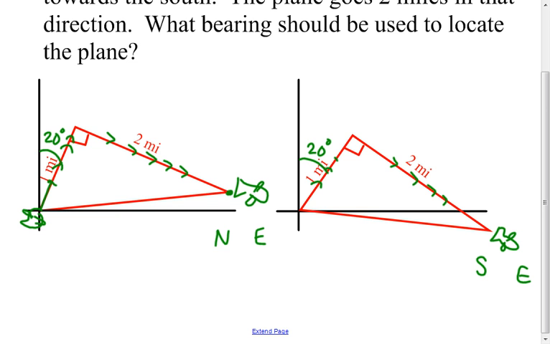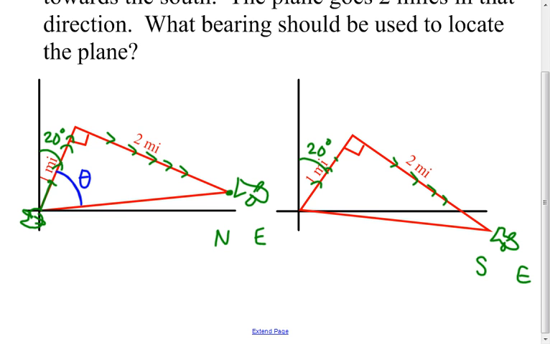But I do know this. Every time you do a bearings problem, you always want to find the angle in the triangle that hooks to the origin. So this is always the angle that I want to find. Always find the one that's connected to the origin. This is the one I want to find.